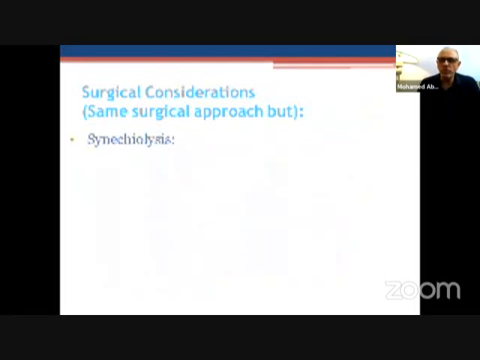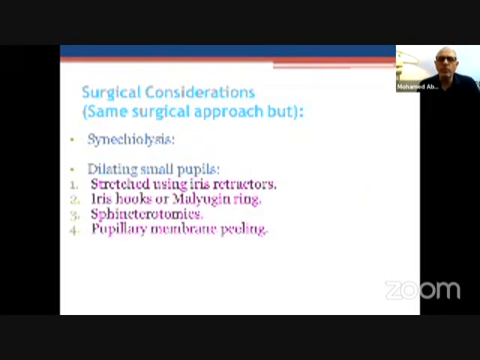During surgery, you need to do synechiolysis. You need to dilate small pupils, whether by stretching the pupil using iris retractors. It's not a very good method because it entails a lot of trauma to the iris. Better do iris hooks or Malugin ring. This is the one we usually use. Sphincterotomies, you can revert to that if the pupil is sclerosed and difficult and not malleable. If there is a pupillary membrane, you need to peel that first and don't try to forcibly stretch the pupil, otherwise you get tears at unexpected points.